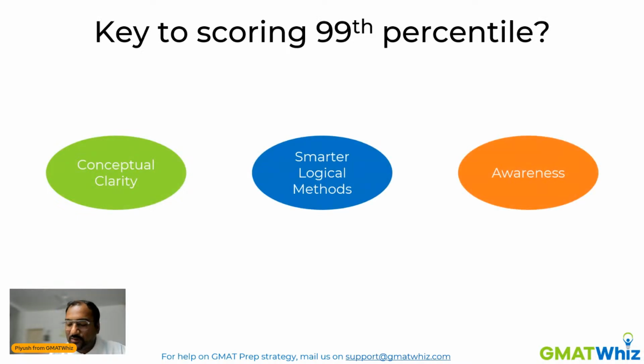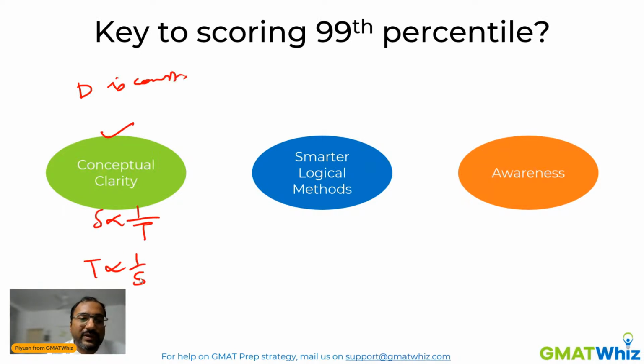So coming back to this, as you can see, we are seeing conceptual clarity. Understanding distance is constant means speed is inversely proportional to time, or time is inversely proportional to speed. This can actually help you solve many of these questions faster. This is what I mean by conceptual clarity. Just knowing the formula is not sufficient. If you have conceptual clarity, you will get a higher quant score. Logical methods, smarter methods, yeah, using the method of ratios to solve questions. We just used the ratio method to solve a distance, speed, time question. That's a smarter method is what I'm talking about.